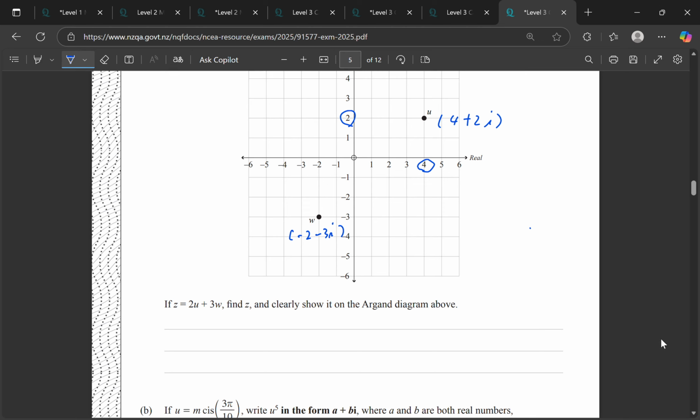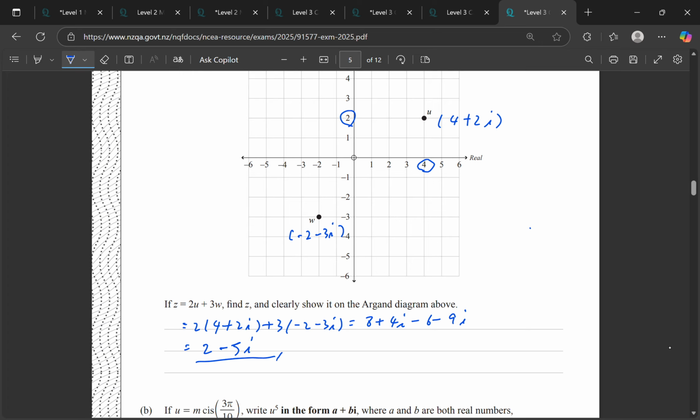So Z equals 2 times U, which is 4 plus 2i, plus 3 times W, which is minus 2 minus 3i. When we expand that, 8 plus 4i, and then minus 6 minus 9i. Collect like terms, so real parts, 8 take away 6, which is 2, and imaginary part, which is minus 5i.